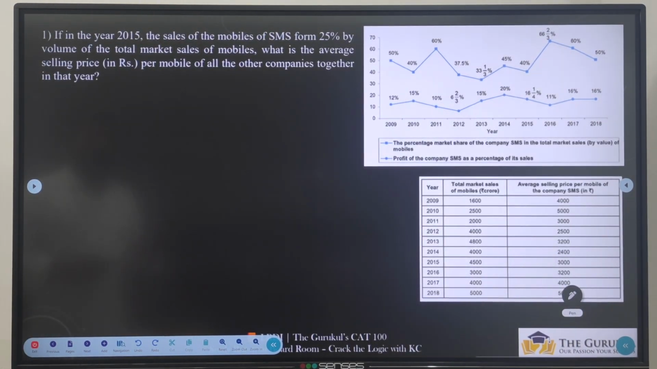First one, if in the year 2015 the sales of the mobiles of SMS company form 25% by volume of its total market sales of mobiles, what is the average selling price per mobile of all the other companies together?